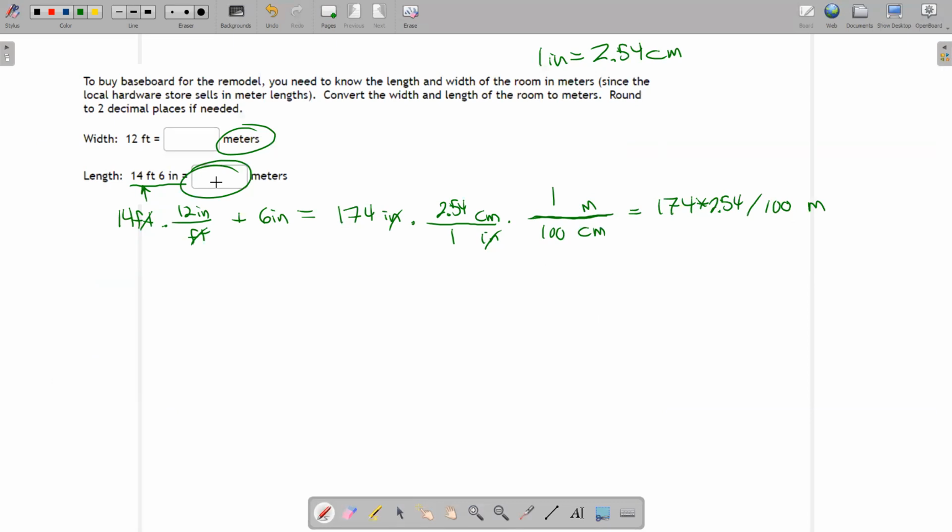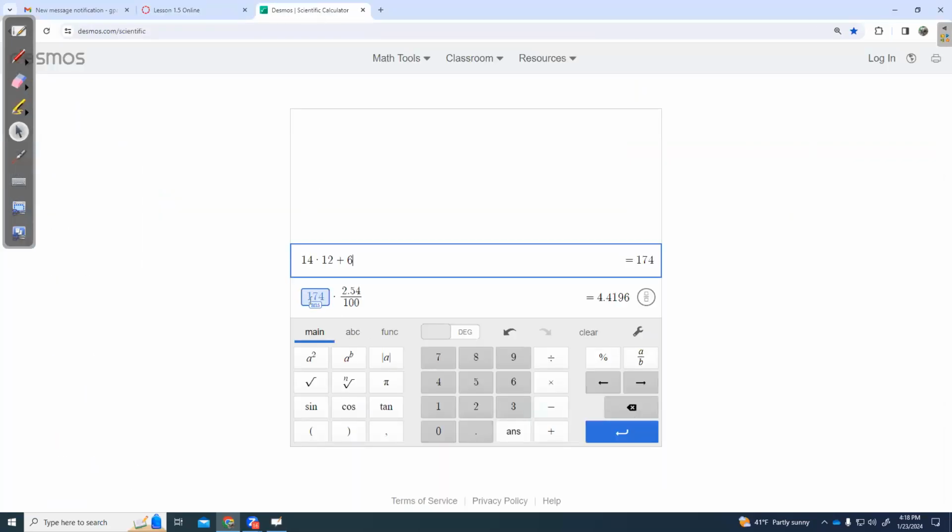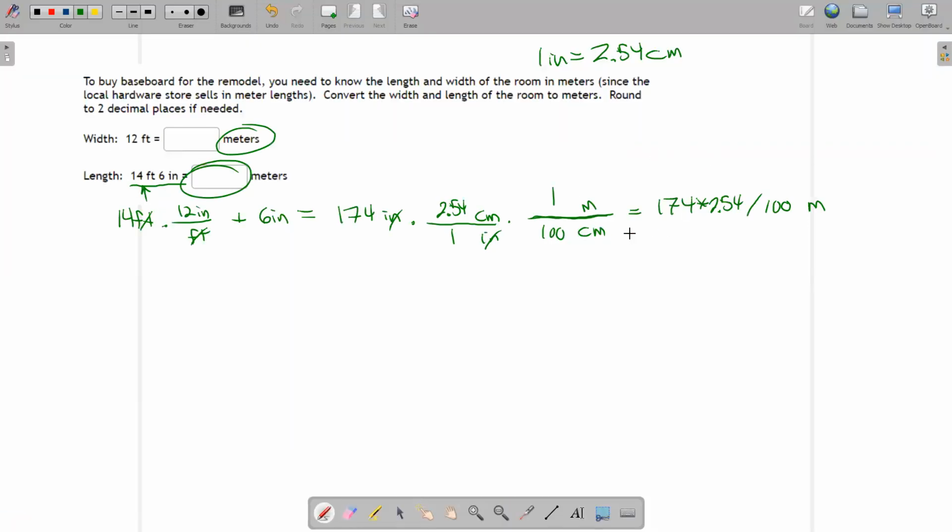And you can do the same thing, just starting with 12 feet instead of 14 feet 6 inches. So in the calculator, I already have that set up. My 174 is my previous answer, times 2.54 divided by 100 gives me 4.4196. And I think it said 2 decimal places, so we could call that 4.42. And I'm using the wavy equals sign to say I rounded. So that would be this answer right here.